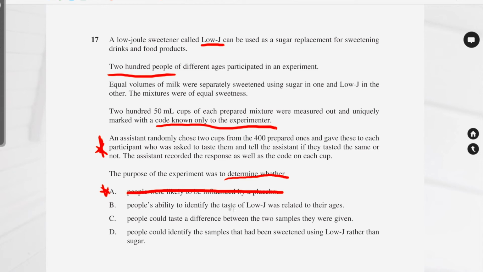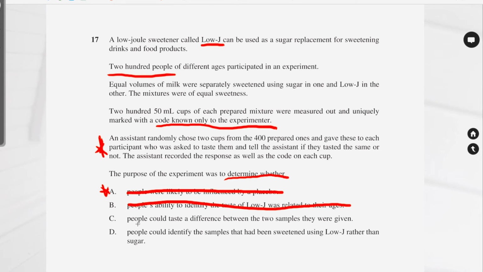People's ability to identify the taste of low J was related to their ages. We don't know that. Ages were random, so their age wasn't something that was being looked at in this study. So we can effectively get rid of B as being an answer as well.